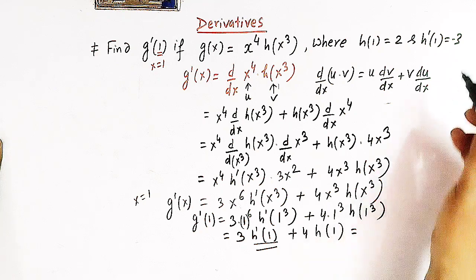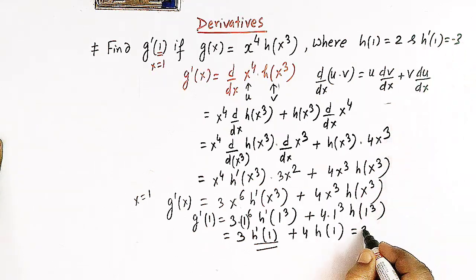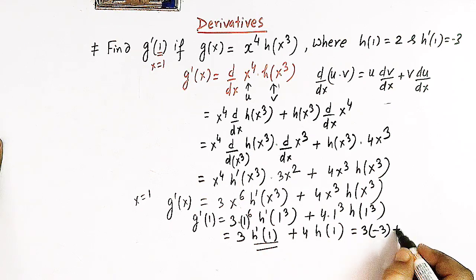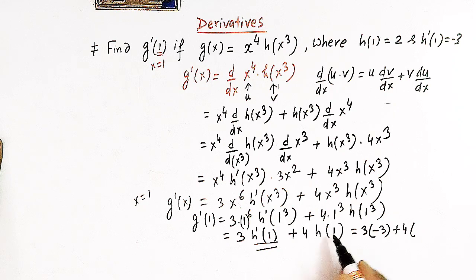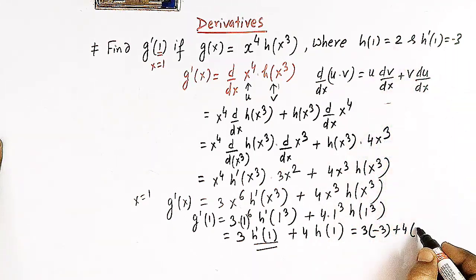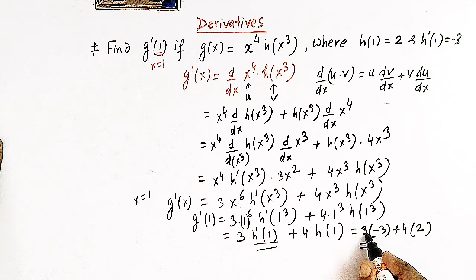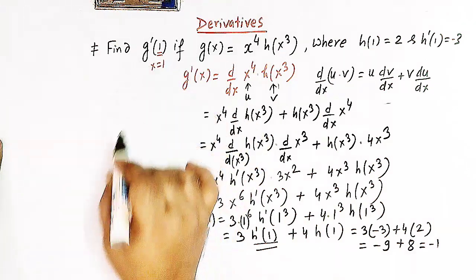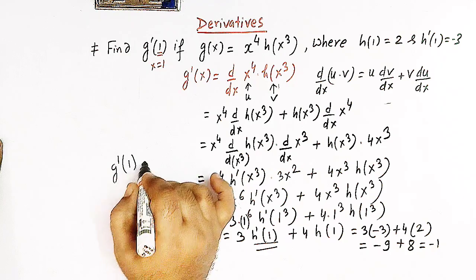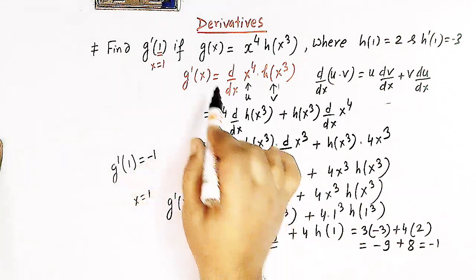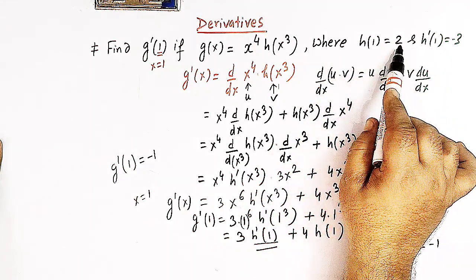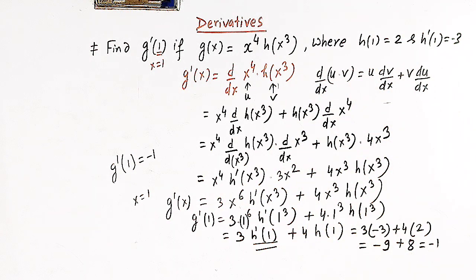Now we have h prime of 1 is equal to minus 3. So we can substitute the value of h prime of 1, that is minus 3, and then we have 4 times h of 1, and h of 1 is given as 2. So now we have minus 9, and this is 4 times 2, which is 8. So 8 minus 9 is minus 1. So the value of g prime of 1 is equal to minus 1 when we are given this function along with the conditions h of 1 is equal to 2 and h prime of 1 is equal to minus 3.